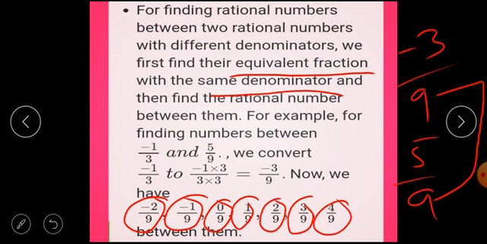So we can write down these rational numbers between two given rational numbers with different denominators. First of all we have to convert the denominators, and then we find the rational numbers that lie between them.